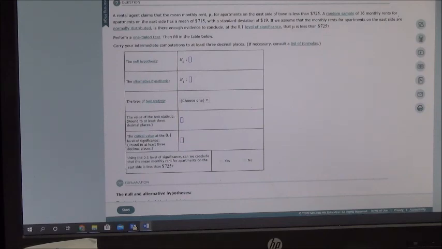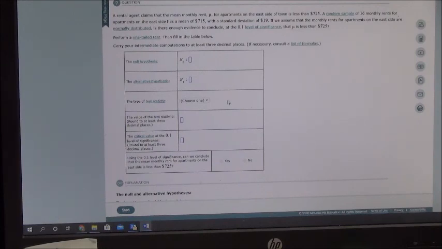So in this case, my null hypothesis is that the mean is greater than or equal to 725. My alternative hypothesis, which is my claim, is that the mean is less than 725. We're going to do the t-test because we know the sample standard deviation, not the population standard deviation. And the degree of freedom, since we have 16 monthly rents, is going to be 16 minus 1, which is 15.